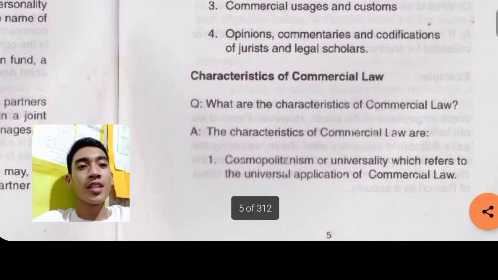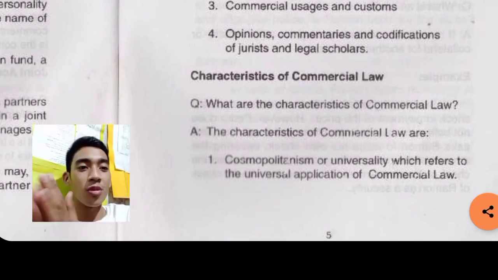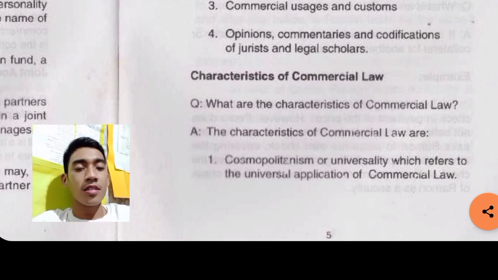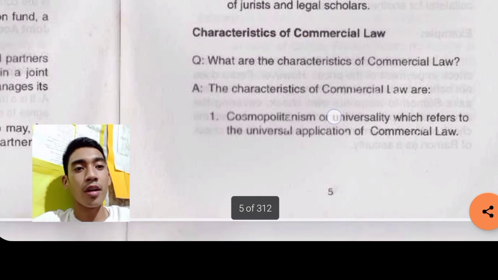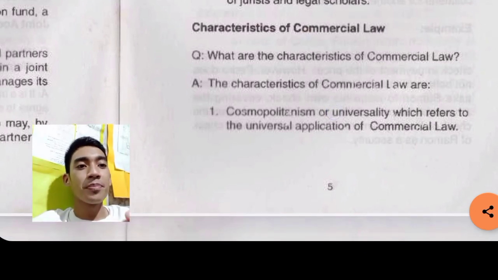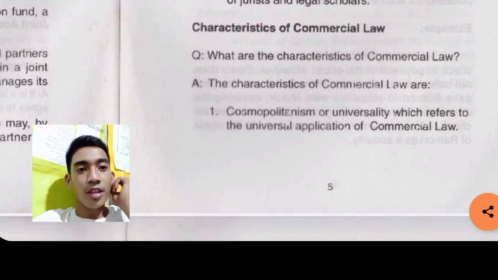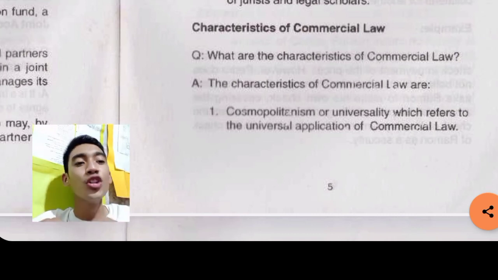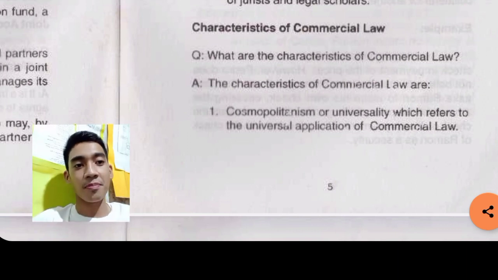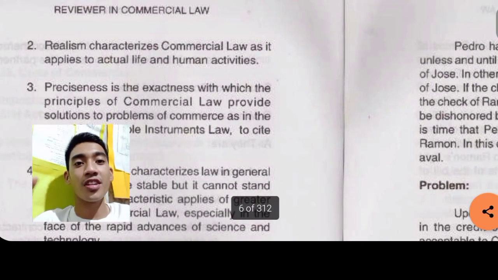Commercial law characteristics. It's just a review here. We talked about this already from the book of Villanueva. Let's review the characteristics of commercial law. The first is cosmopolitanism or universality, which refers to the universal application of commercial law.